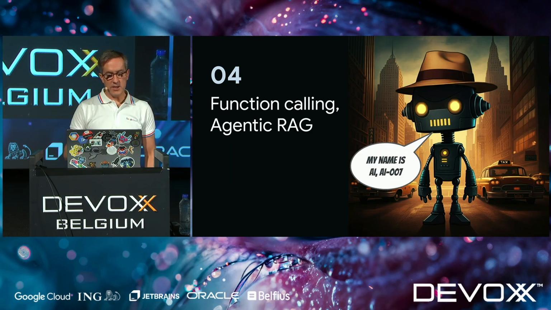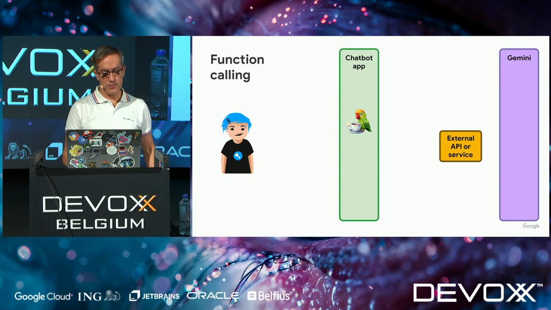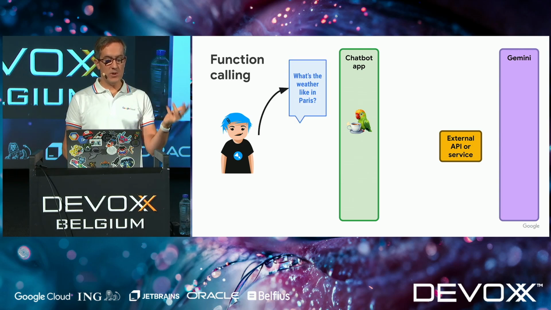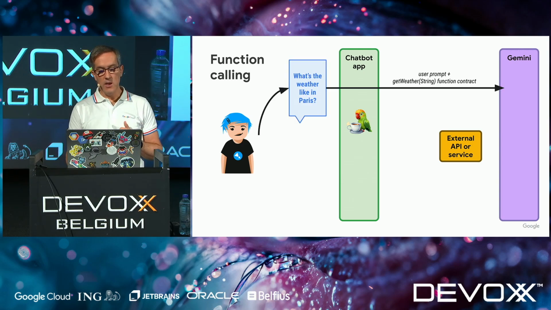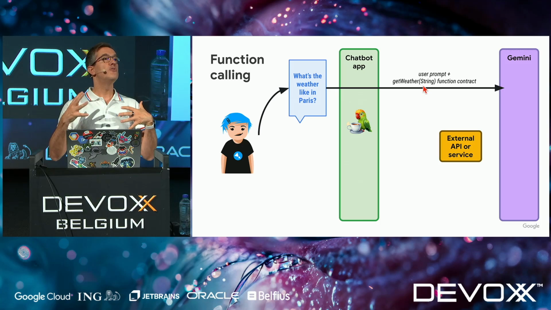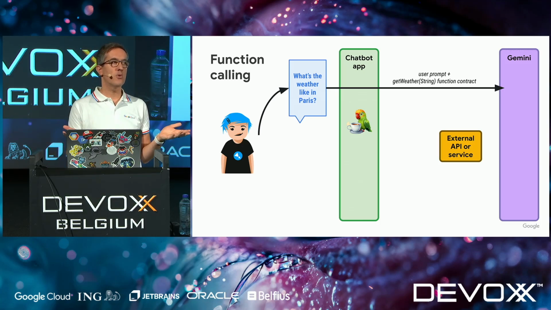One last thing I would like to tell you about is agentic RAG. It's a way to go beyond the simple question-answer of the RAG approach. So first, a few words about function calling. It's a way to expand what an LLM can do and what an LLM knows about. So when you ask, let's say, what's the weather in Paris? Instead of just passing the prompt to the model, your chatbot application can also pass information about functions that exist that could help the model reply to the user query.